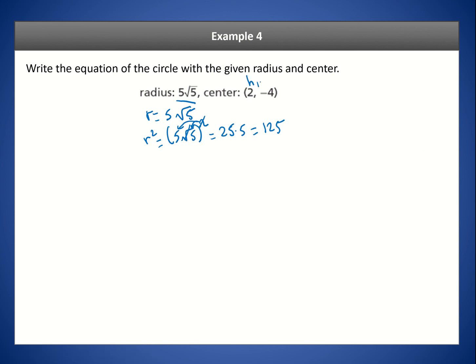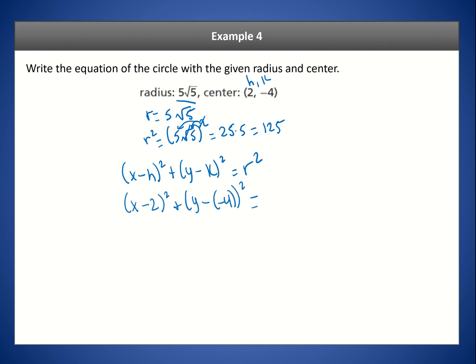And remember that this is (h, k). The equation of a circle is (x - h)^2 + (y - k)^2 = r^2. So we got h is 2, so (x - 2)^2 + (y - (-4))^2 equals, we found r squared, it was 125. The double negative here becomes positive, so I'm just going to change this to a positive 4, and that is my equation. Pretty straightforward.